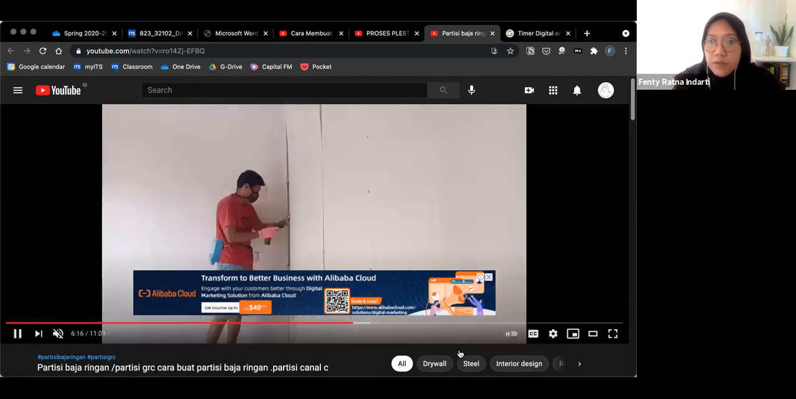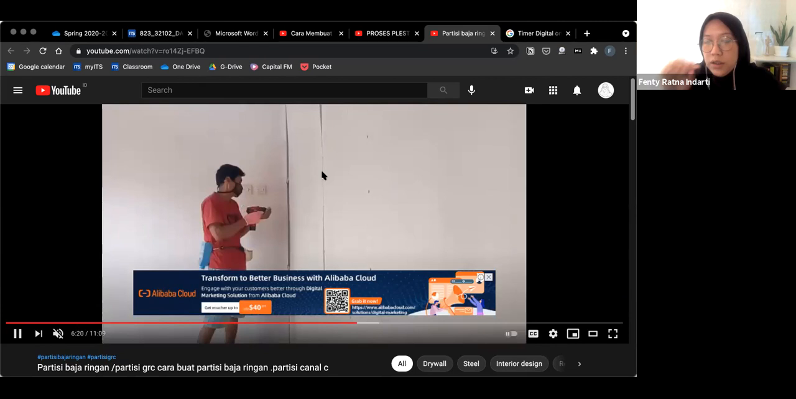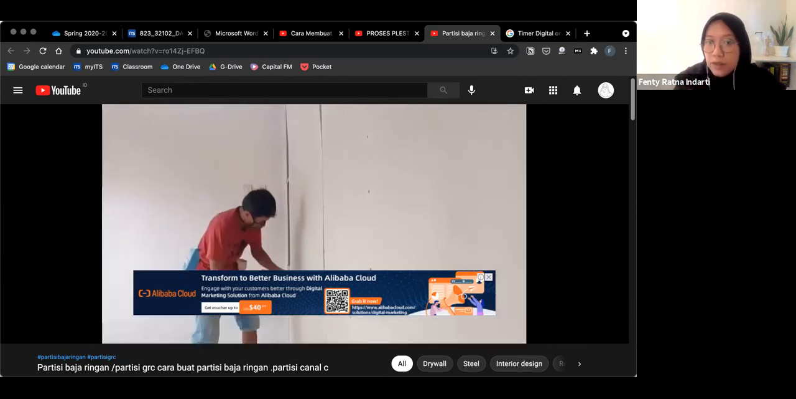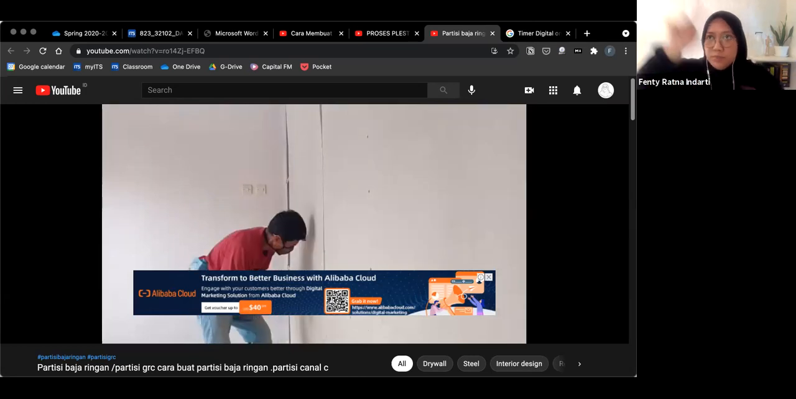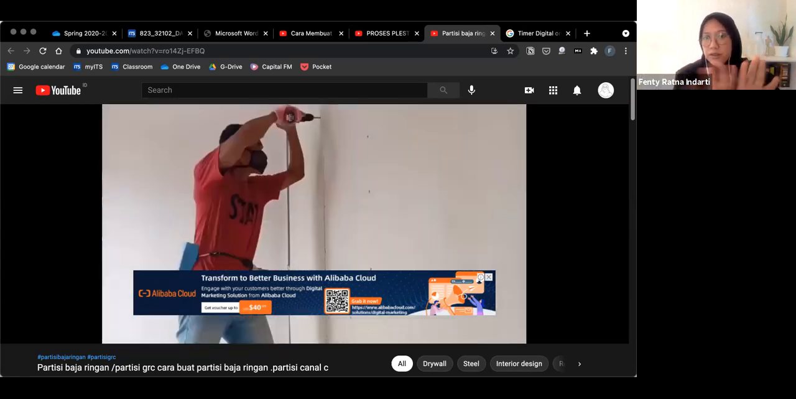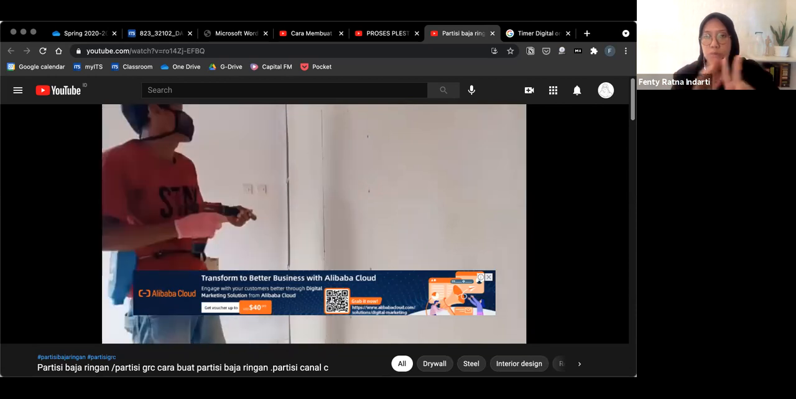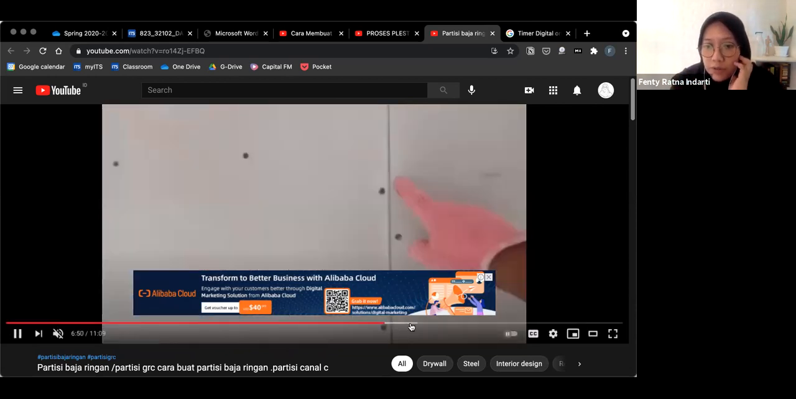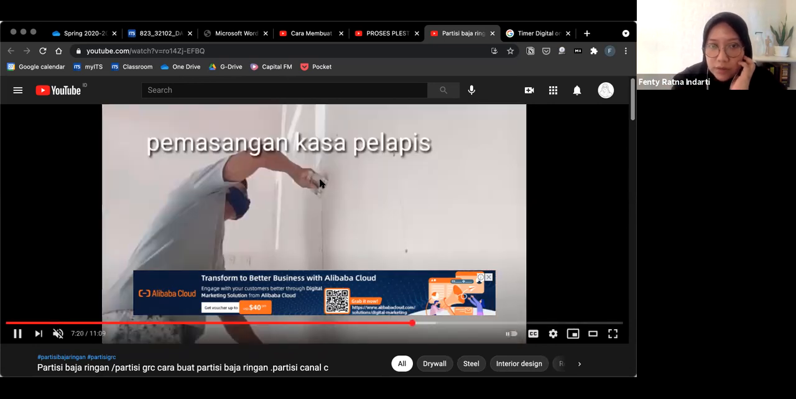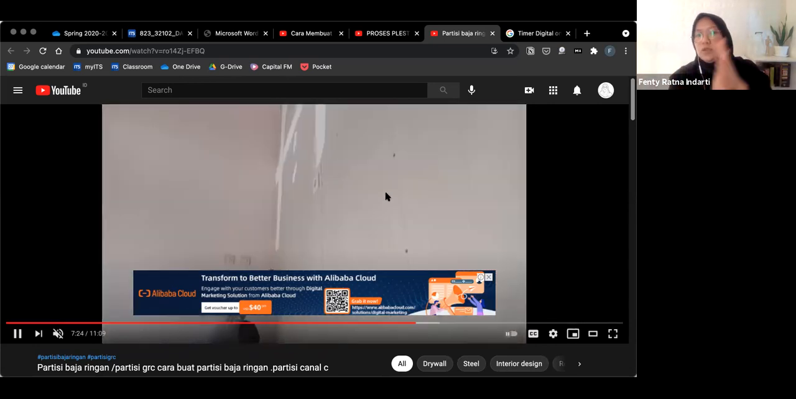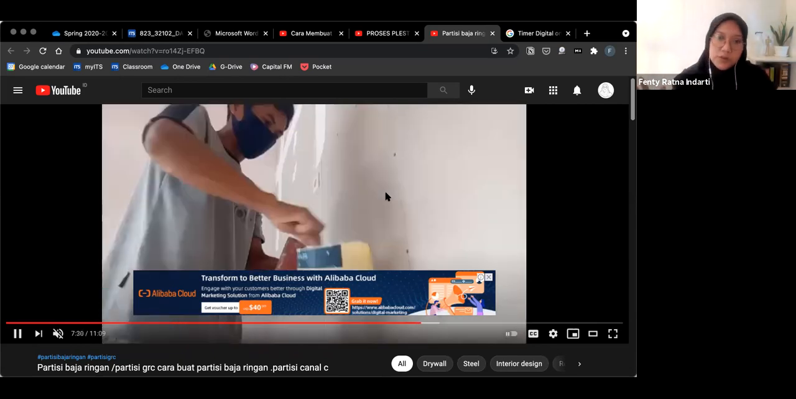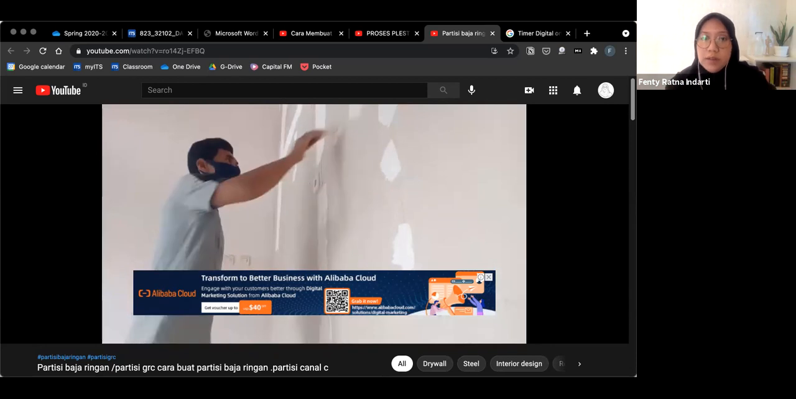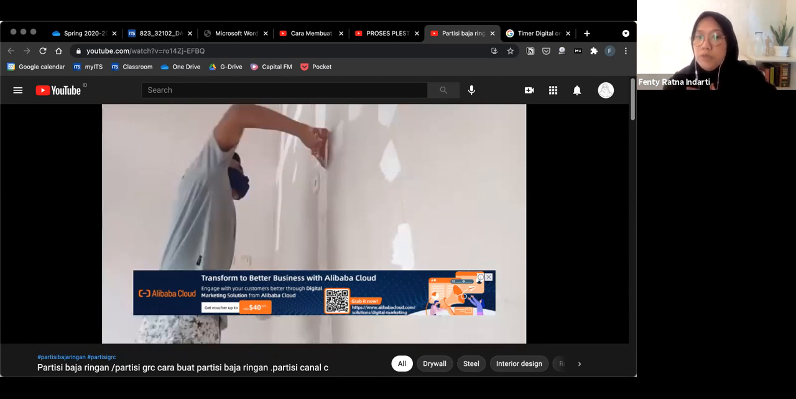And then for the finishing, if you try to directly paint on it, it definitely will look like two boards connected into one. So that's why you need another type of plaster like this to close the gap and any holes, so that it will be flat throughout the area. This is how you create wall partitions.